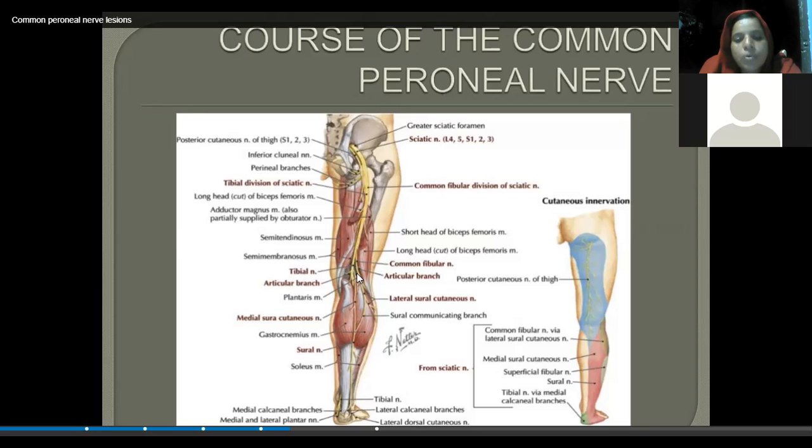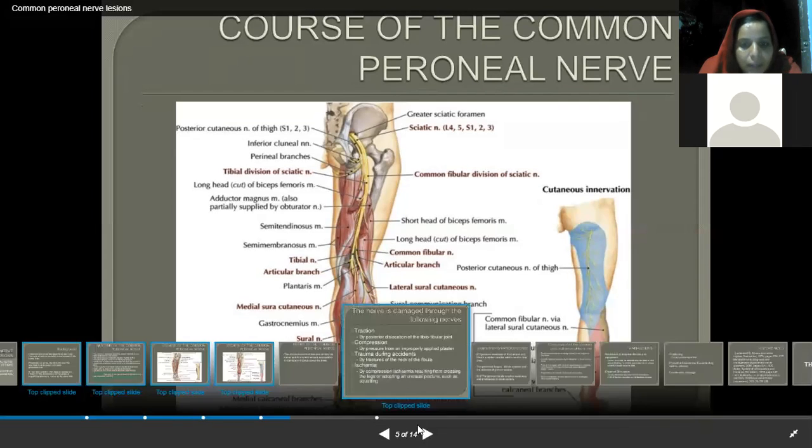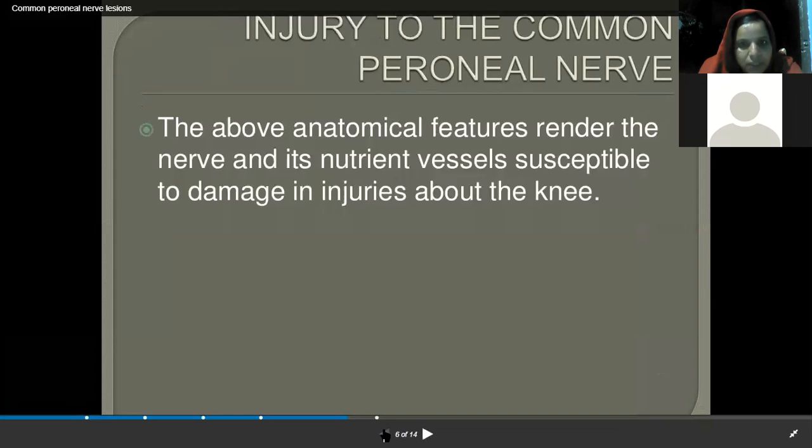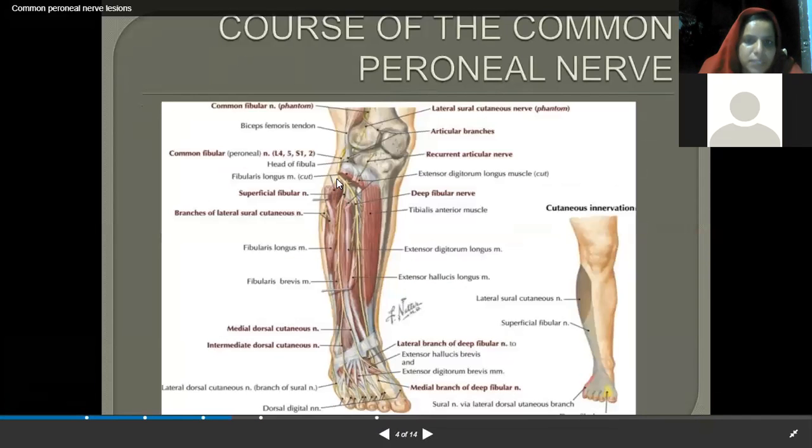This common peroneal nerve's further course we have seen when we were doing some topic day before yesterday's class only, I remember. Now see here, this common peroneal nerve is seen on the lateral side. It is coming on the lateral aspect of the leg and it is dividing into two. The common peroneal nerve divides into the deep peroneal nerve, which is also called the deep fibular nerve, and the superficial peroneal nerve. The superficial peroneal nerve supplies the lateral compartment of the leg.